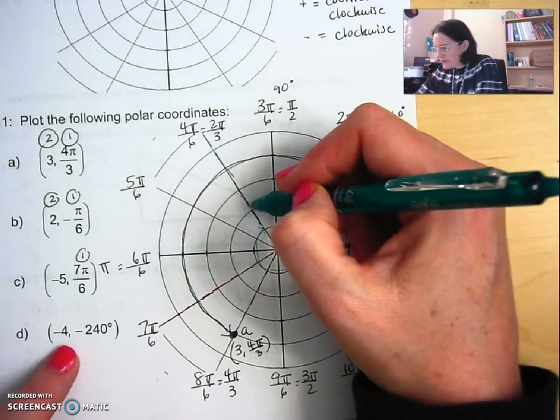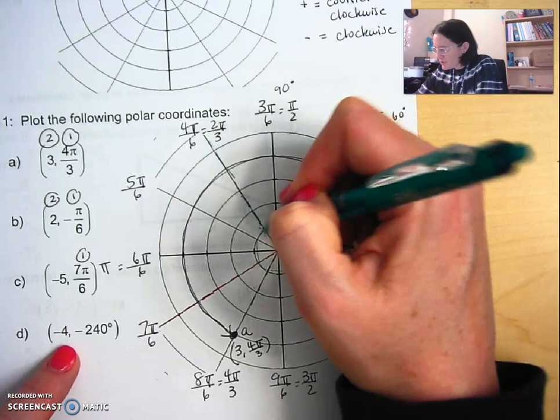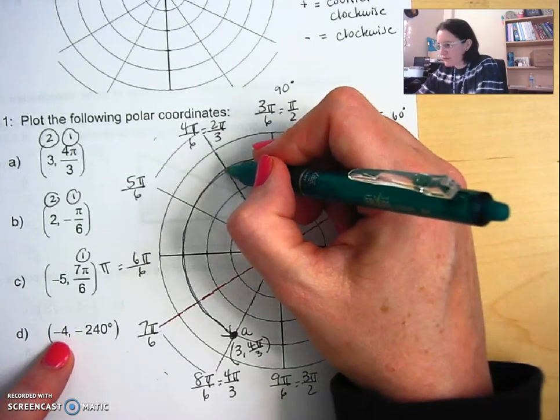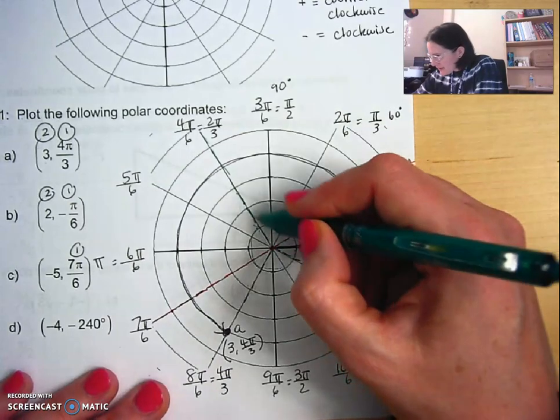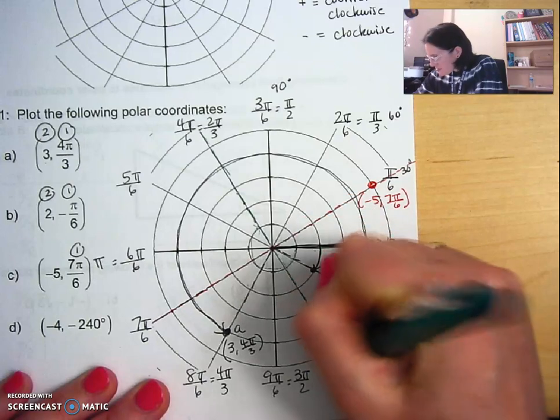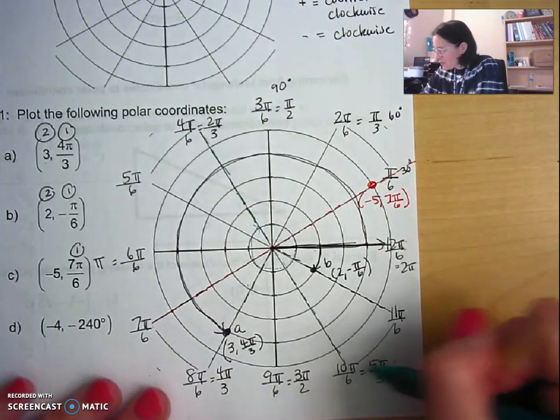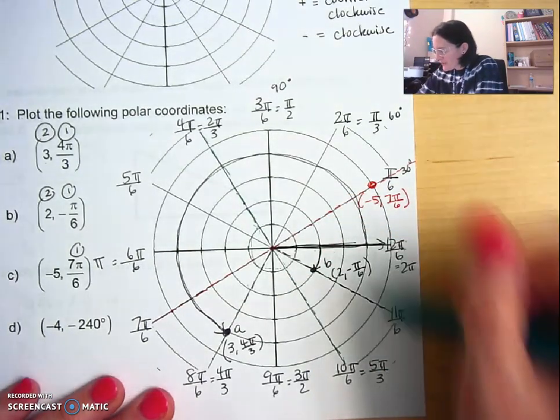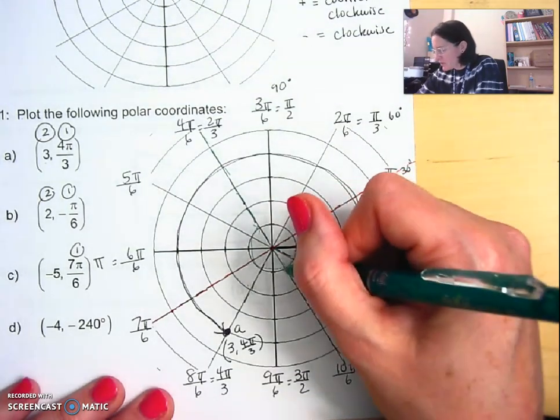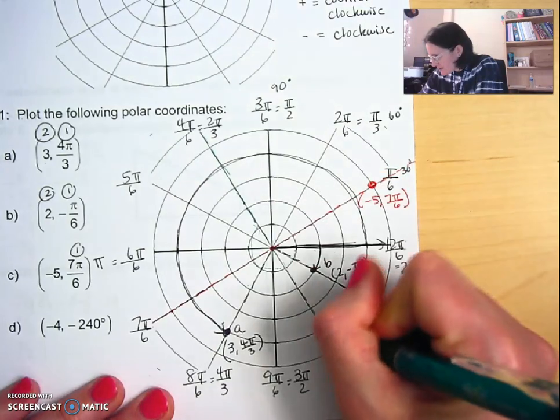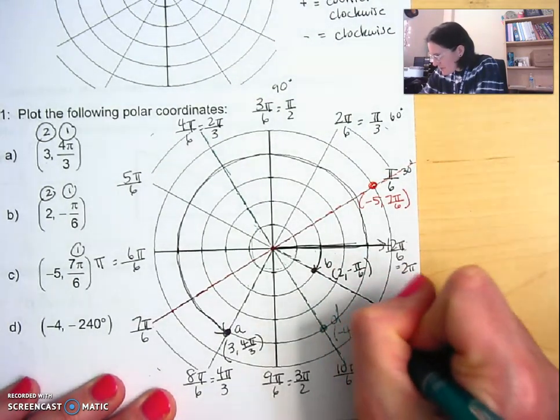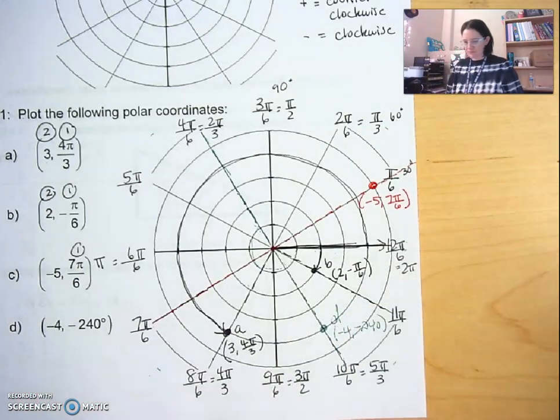Now, if this was a positive 4, I would just count 4 circles, and my point would be here. But since it's a negative 4, what I'm going to do is extend that angle line this way to 10 pi over 6, or sorry, 5 pi over 3, and count in that opposite direction. So 1, 2, 3, 4 right here. So that is point D, negative 4, negative 240.